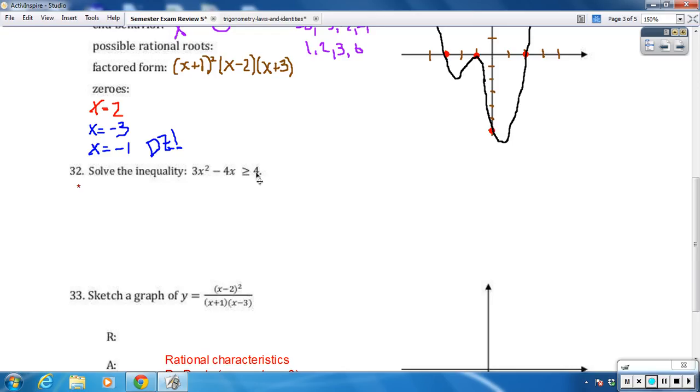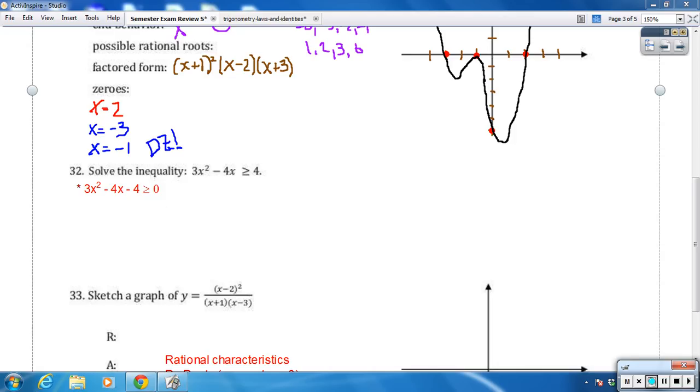There's a couple things we want to do. First off, we need to figure out where it's going to cross the x-axis. In order to do that, we're going to move everything to the same side and solve it as if it was a quadratic equation. When I move everything over to the left-hand side, I want to keep x squared positive if possible. It makes factoring easier. I get 3x squared minus 4x minus 4 is greater than or equal to 0.